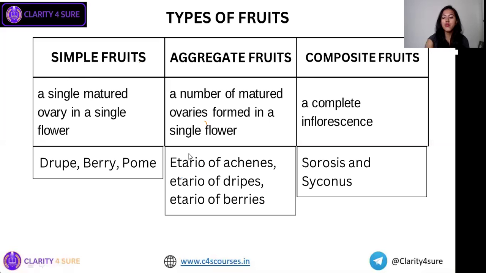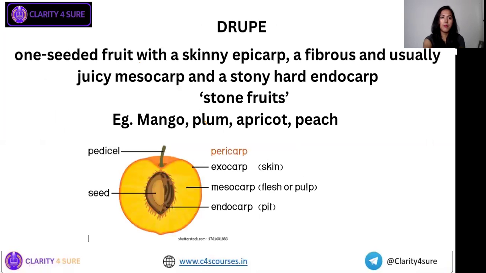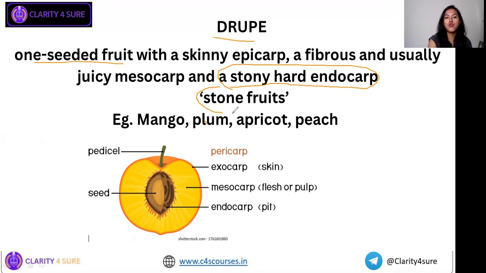Okay. Now, in detail, we're going to see about the different types of fruits. So first we're going to see about drupe. When we talk about drupe, it is a one-seeded fruit with a skinny pericarp, a fibrous and juicy mesocarp, and a stony hard endocarp. Because of the presence of the stony hard endocarp, drupe fruits have very hard seed. So that is why drupe fruits are also known as stone fruits.